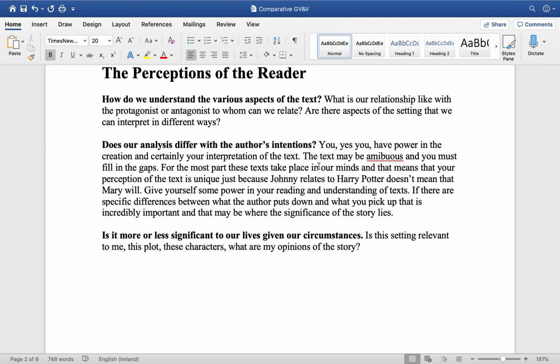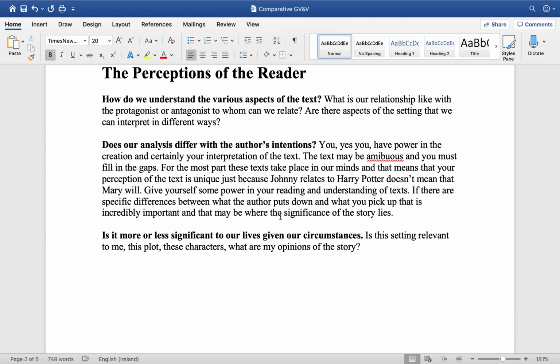For the most part, these texts take place in our minds, and that means your perception of the text is unique. Just because Johnny relates to Harry Potter doesn't mean that Mary will. So, your favorite character in the Harry Potter series might actually be Voldemort, or, I don't know, Dudley, for some reason. Give yourself some power in your reading and understanding of the text. If there are specific differences between what the author puts down and what you pick up, that is incredibly important, and that may be where the significance of the story lies.